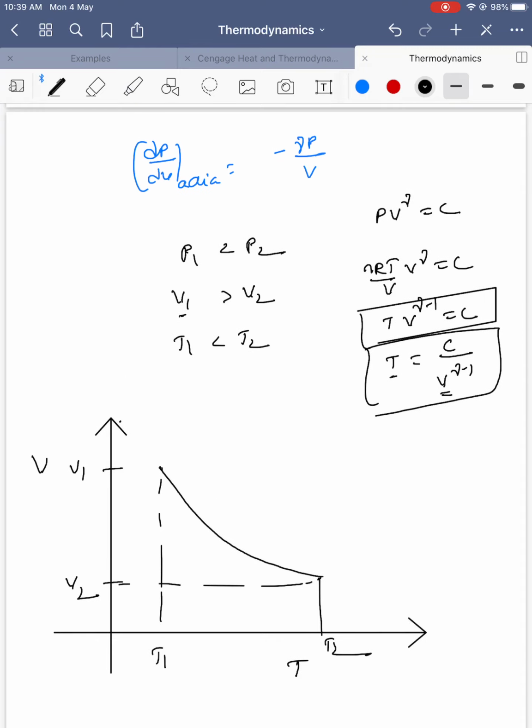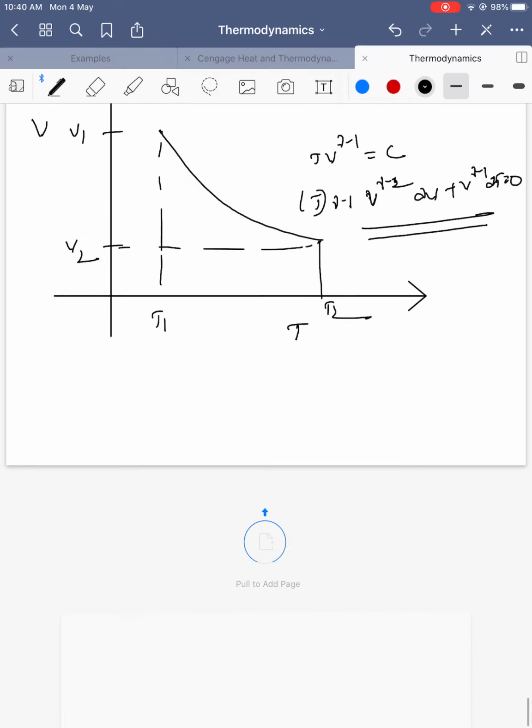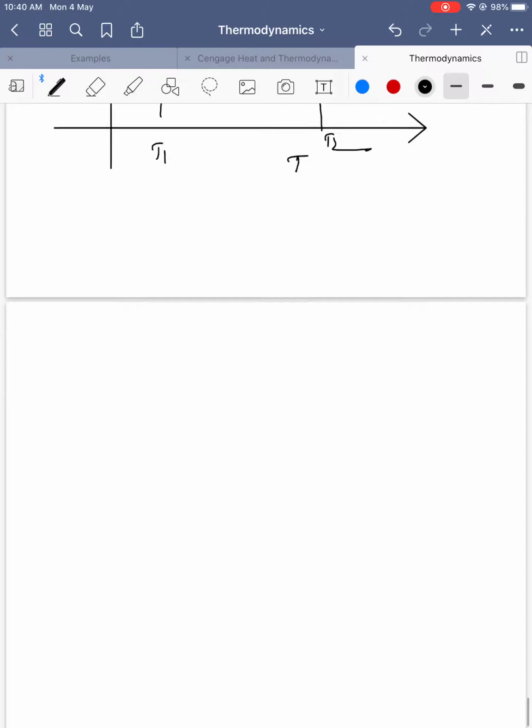To get the slope of this curve, we have the relation TV power gamma minus 1 is equal to constant, differentiate. So (gamma minus 1) V power gamma minus 2 dV into T plus, differentiating, V power gamma minus 1 into dT is equal to 0. If we simplify like the previous cases, you will get the slope of this curve. So volume versus temperature is done.